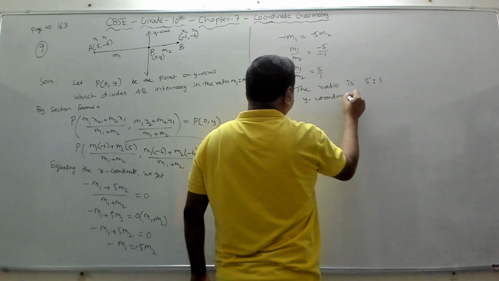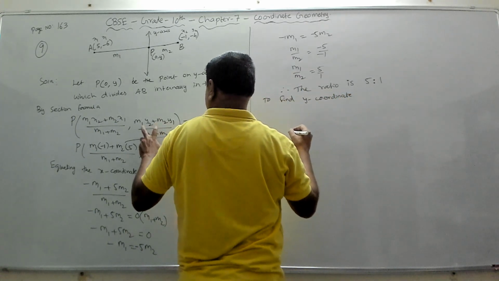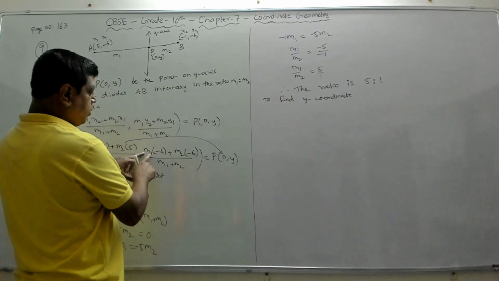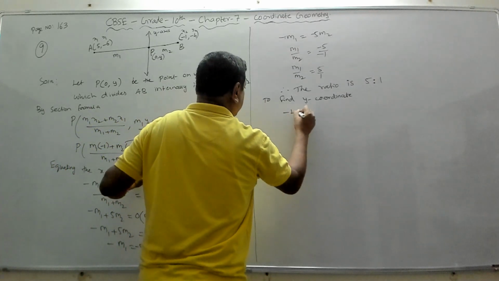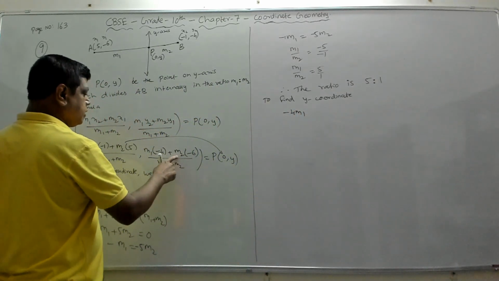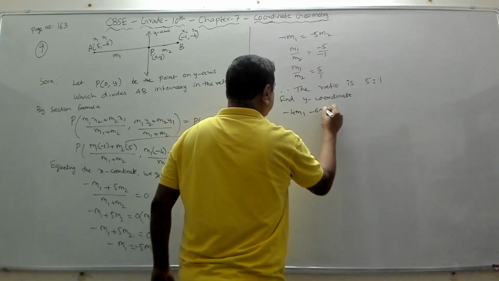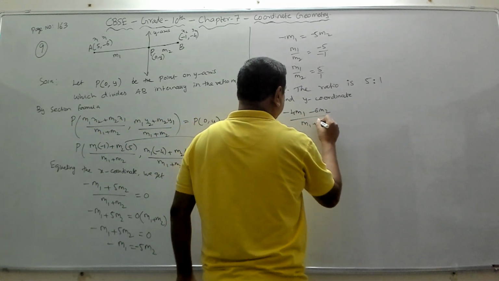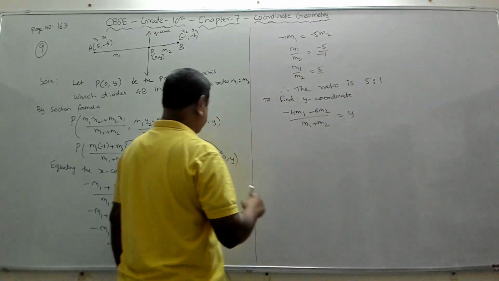How do you find the y coordinate? Let's take this one. We'll equate this to y. So minus 4 into m1, minus 4m1, minus 6 into m2, minus 6m2, by m1 plus m2, that is equal to y. That is y, and we need to find y.